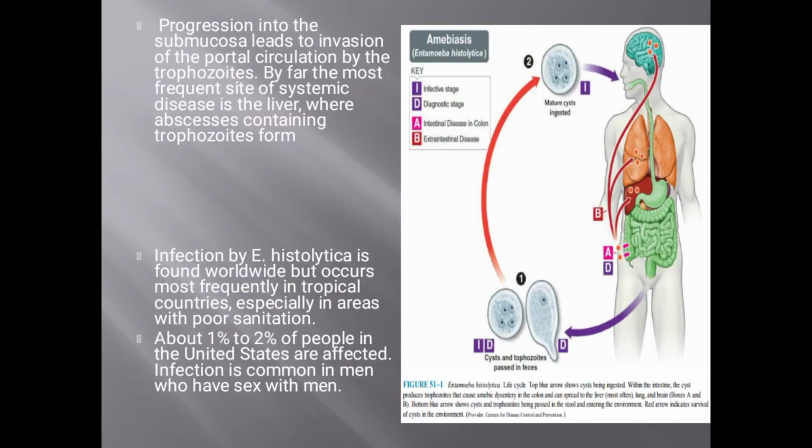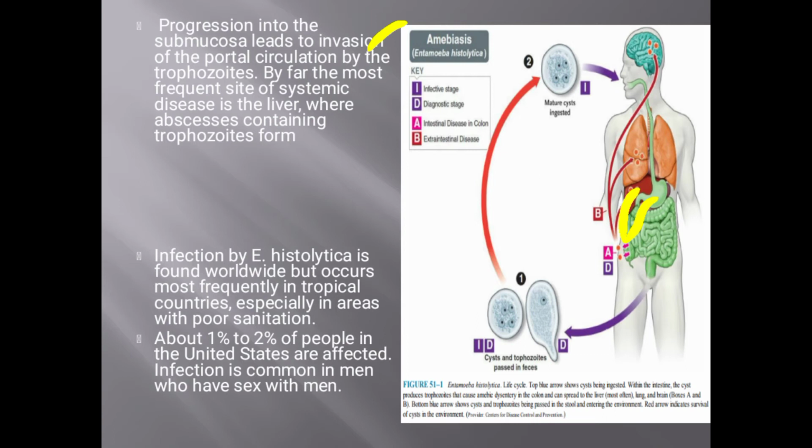Now after they attack the large intestine, progression into the submucosa leads to invasion of the portal circulation by the trophozoites. Due to the portal circulation, the most frequent site of systemic disease is the liver. They go to the liver, where abscesses containing trophozoites form.